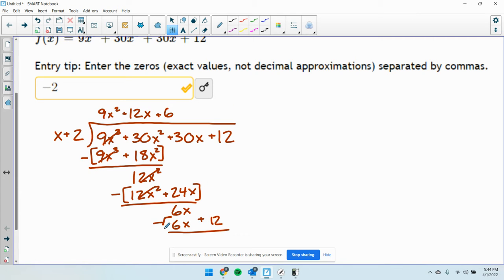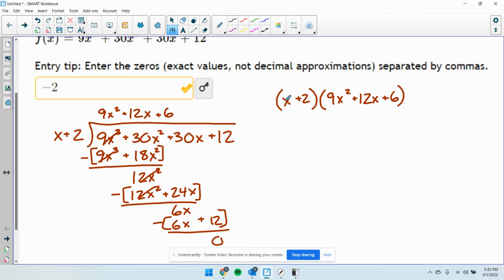And everything goes away because this is a factor. So there shouldn't be any remainder. So this function is the same as x plus 2 times 9x squared plus 12x plus 6. Well, now this is a quadratic, so I can find the solutions that make this thing 0 by using the quadratic formula. As soon as you get down to a quadratic, you're good to go.